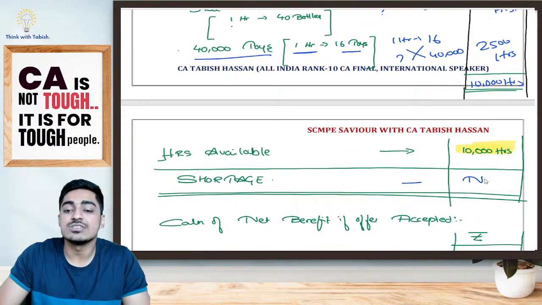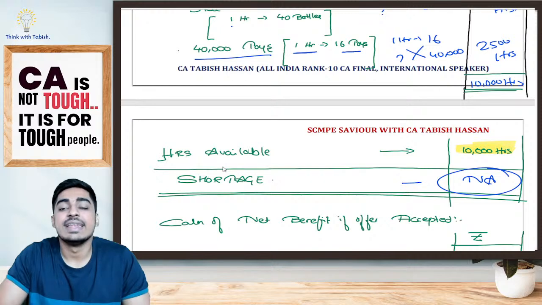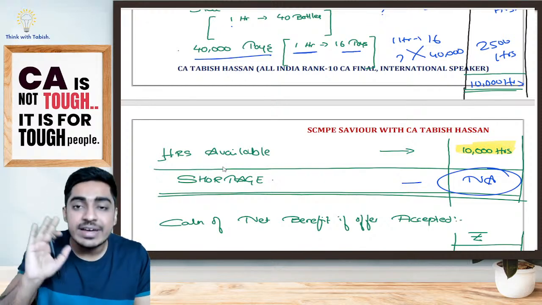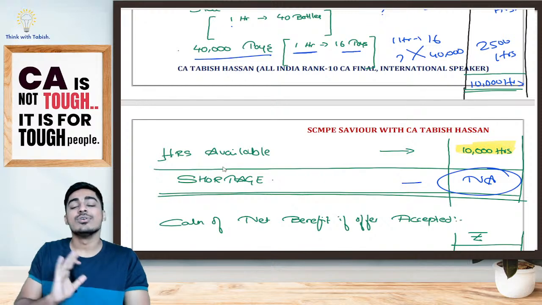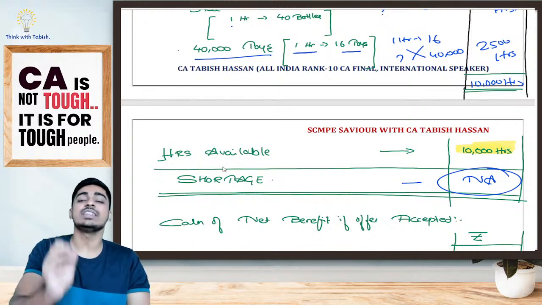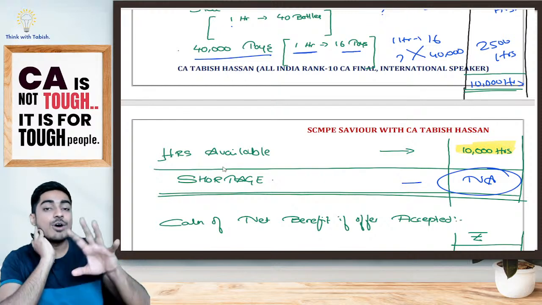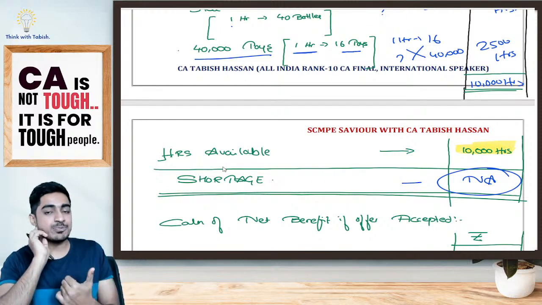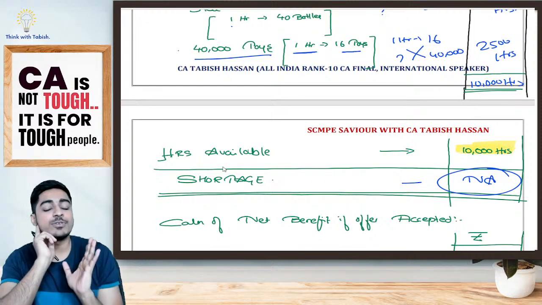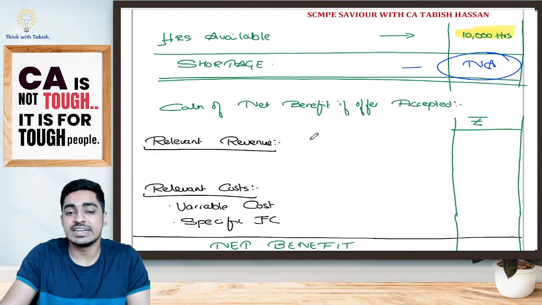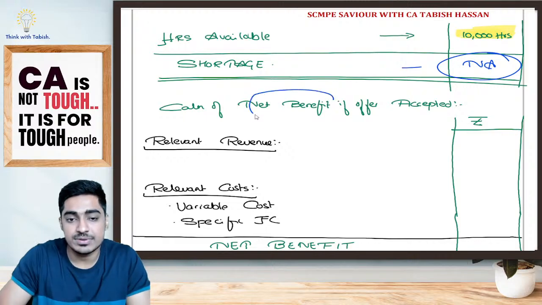The shortage is not there. So labor hours is not a limiting factor. How many labor hours are required, that many we have. So we need not worry about whether we have labor hours or not. The only thing we need to worry about is the offer, whether that offer is profitable or not. If it is profitable, we will accept. If it is not profitable, we will not accept. As simple as that. We'll see what is the net benefit if we accept the offer.